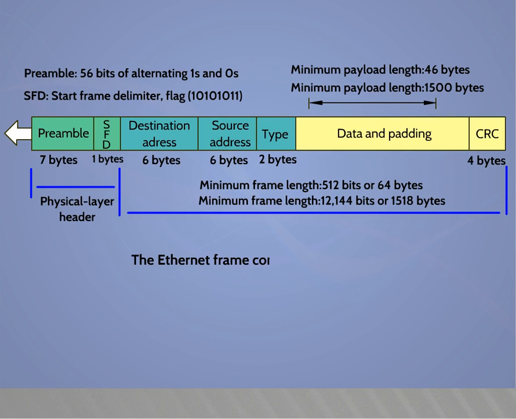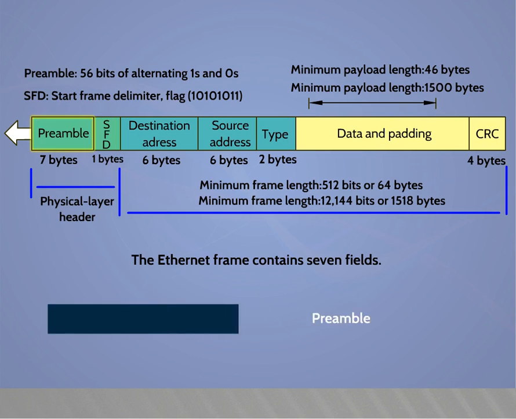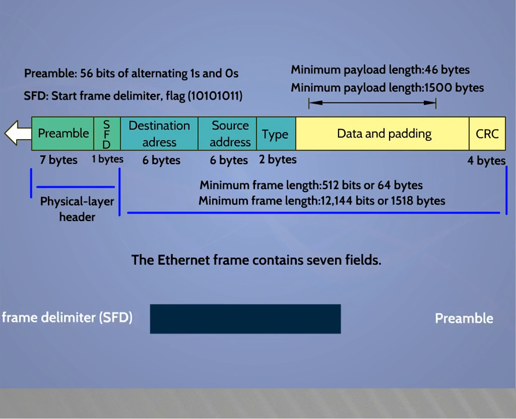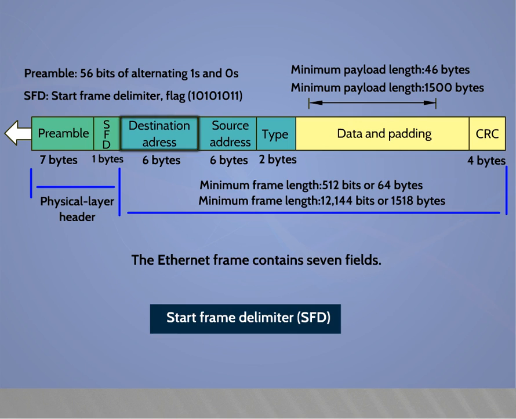The Ethernet frame contains 7 fields: Preamble, Start Frame Delimiter, that is SFD, Destination Address DA, Source Address SA, Type, Data, CRC.